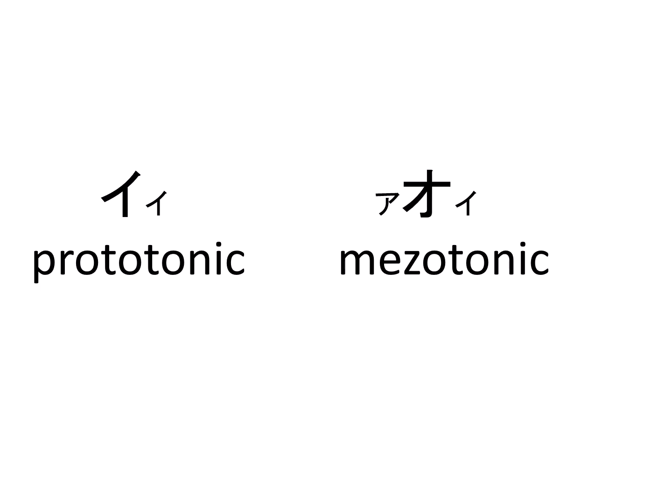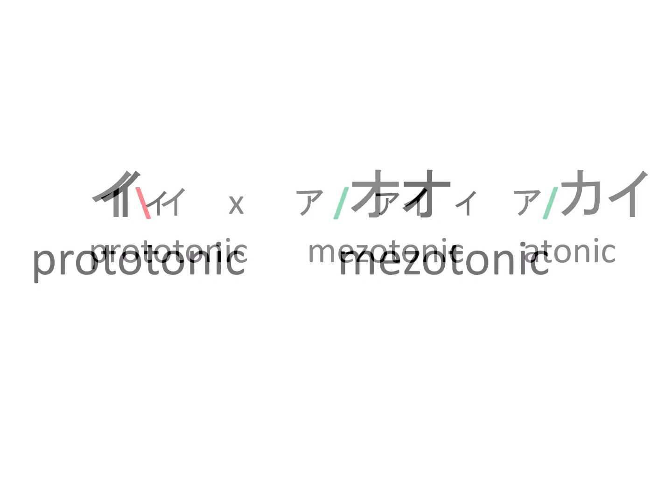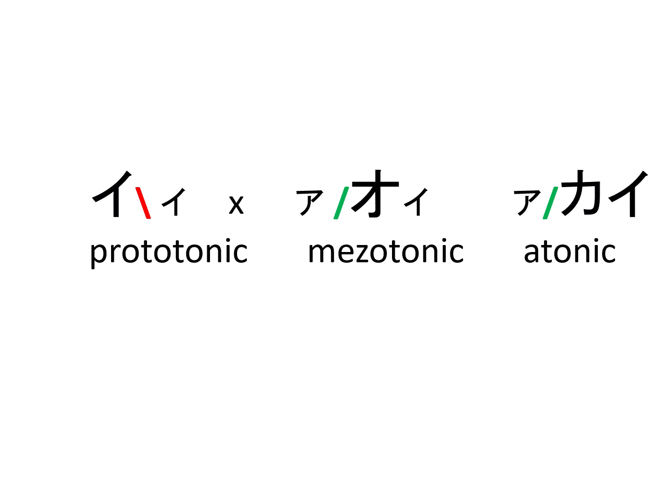Compare prototonic e and mesotonic aoi. All words except prototonic have a rise between the first and second syllable when starting a phrase. I, aoi, akai. If the phrase is atonic, as in the case of akai, the initial rise expires after the second syllable, akai.